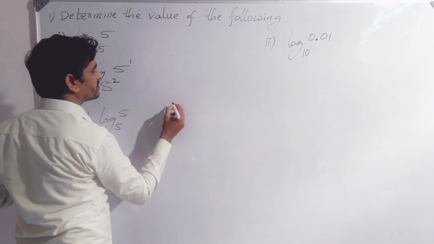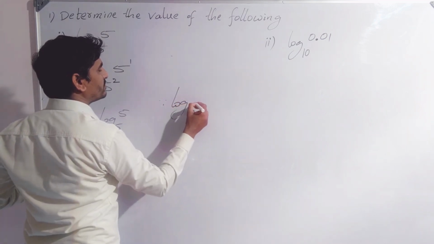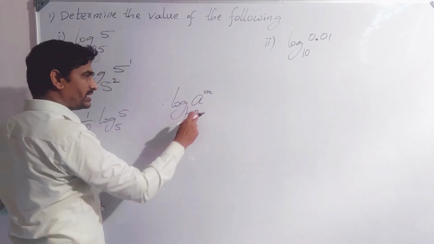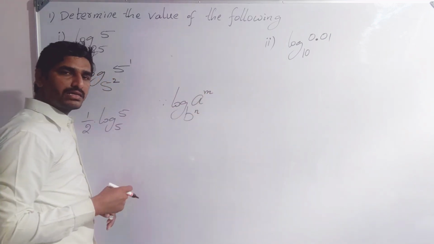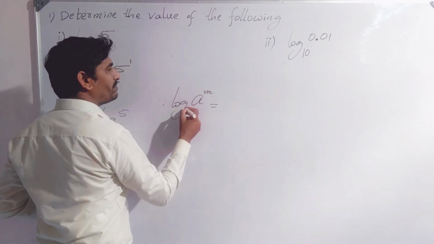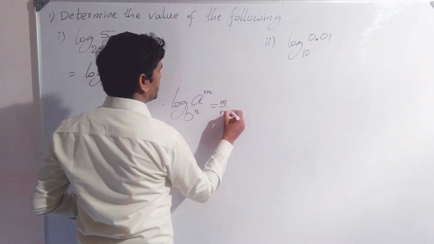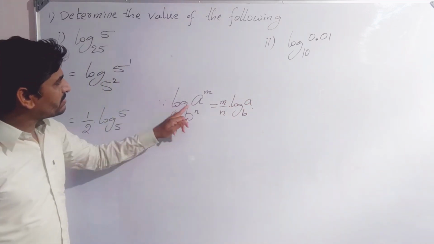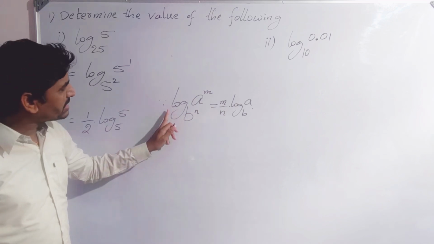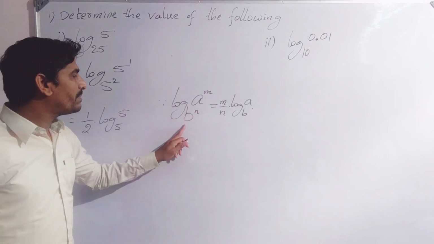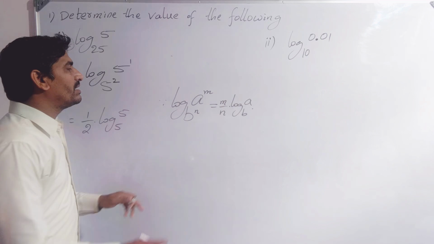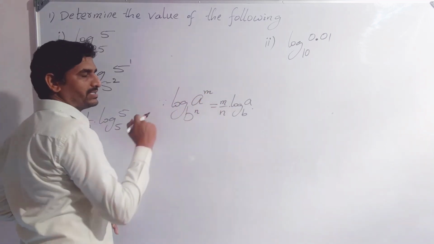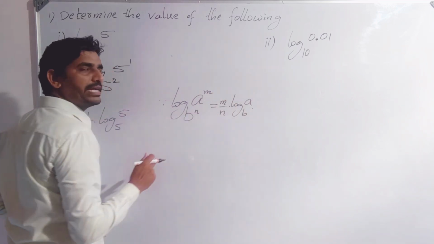Since logarithm of a power m to the base b power n, with different bases and powers like this, m by n. Logarithm of a to the power m to the base b to the power n. Both numbers are bases. For these powers m by n we can write m by n of log a to the base b.